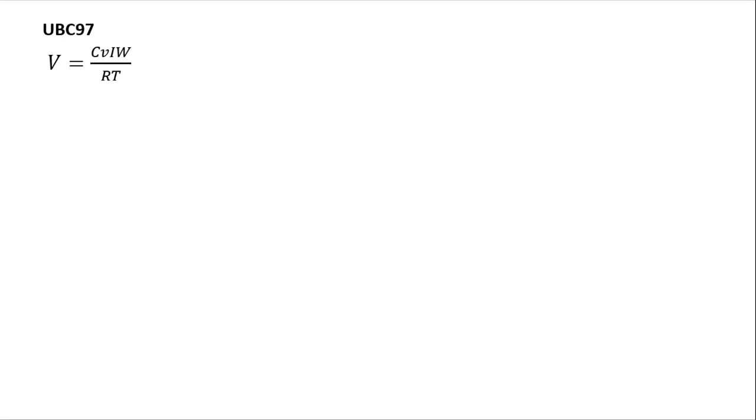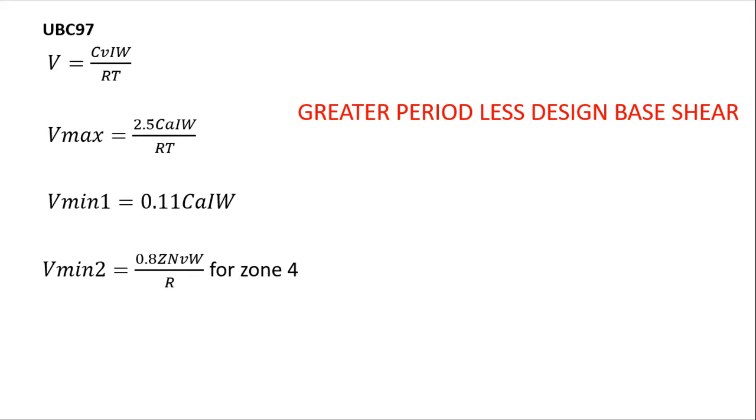According to the UBC 1997, the design base shear is Cv multiplied by the importance factor and the total weight of the building, all over the response modification factor and the period. Okay? The maximum design base shear naman is 2.5 Ca I W over R. The minimum is 0.11 Ca I W, and for seismic zone 4, meron naman tayong formula na another minimum: 0.8 Z Nv I W over R.